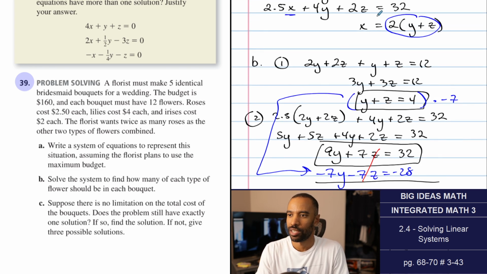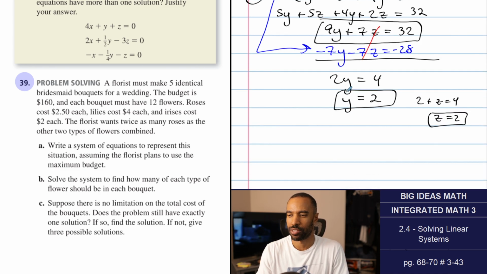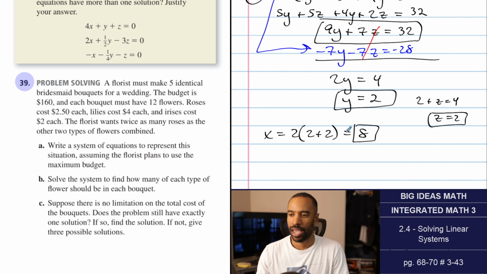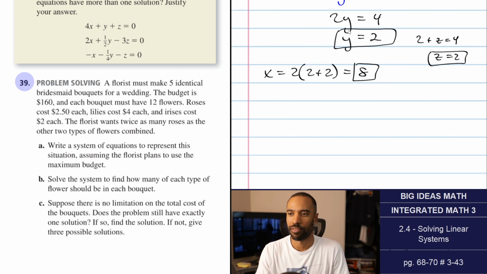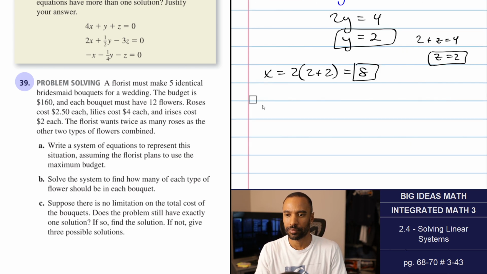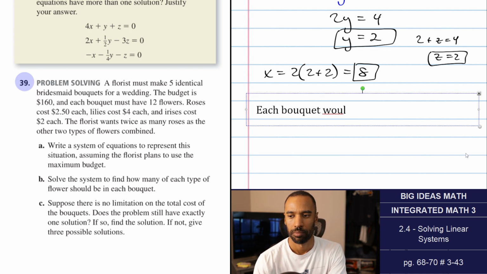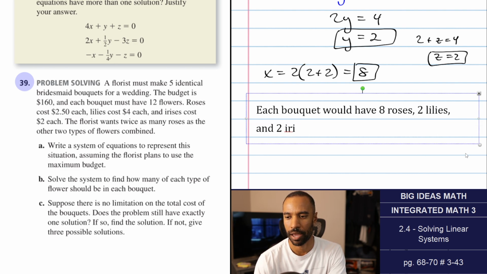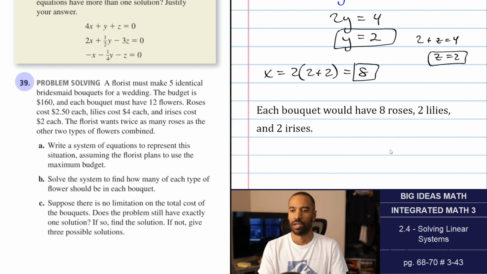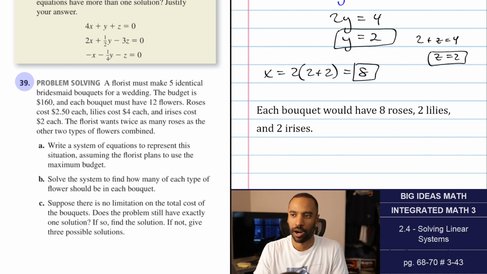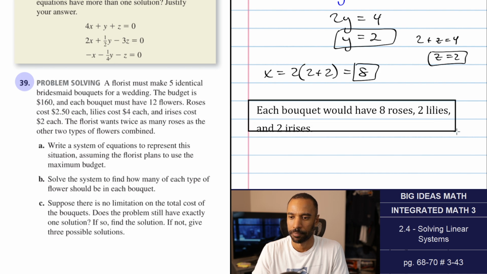And x is 2 times y plus z, which is 8. And so as far as solving that, each bouquet, I think that makes more sense. Each bouquet would have 8 roses, 2 lilies, and 2 irises. Okay, that's the part B, I think.